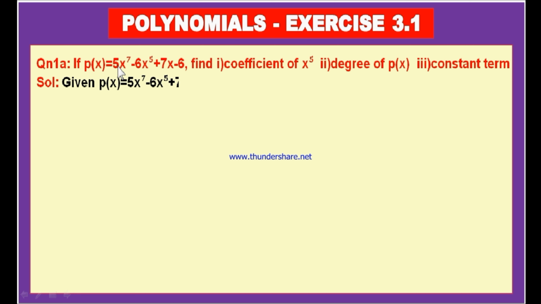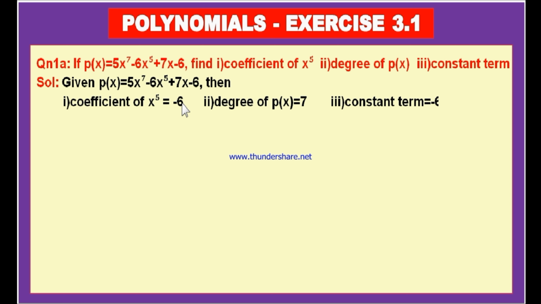We have given the polynomial 5x power 7 minus 6x power 5 plus 7x minus 6. Then we have to find the coefficient of x power 5. Minus 6x power 5 is the x power 5 term. The coefficient means the number which is multiplying x power 5. This x power 5 is multiplied by minus 6. Therefore, minus 6 is called the coefficient of x power 5.